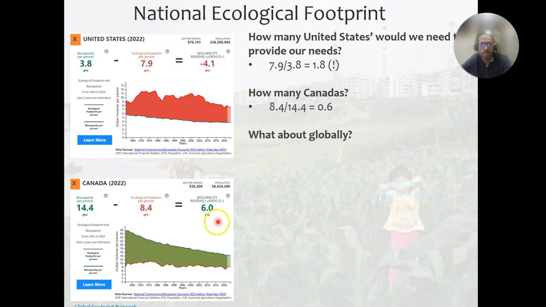Now let's look at Canada. So here's Canada, a supply of 14.4 and a demand of 8.4. So they actually have a biocapacity reserve, which is indicated by the green area. And so Canada, they would only need 0.6 Canadas to support themselves. So they're actually operating at a surplus, which means that they are maintaining their supply better, except that you can see that it is going down over time.